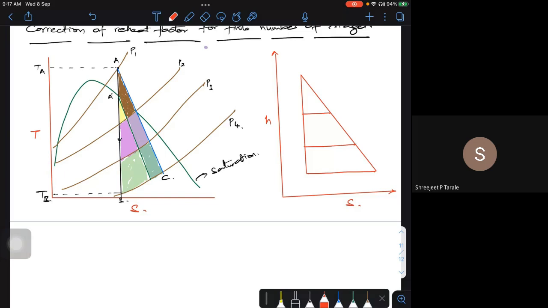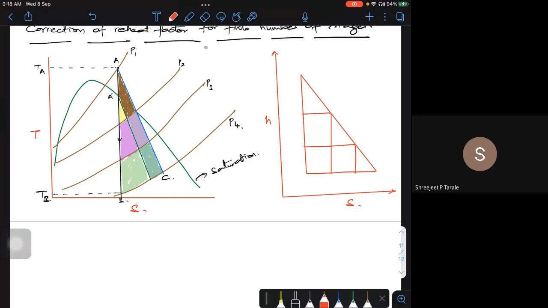Now, this is what I could see, and this is what I could see. I'm trying to look at what are the things which I can see. The correction for this finite number of stages is very, very important. So this is the condition line.